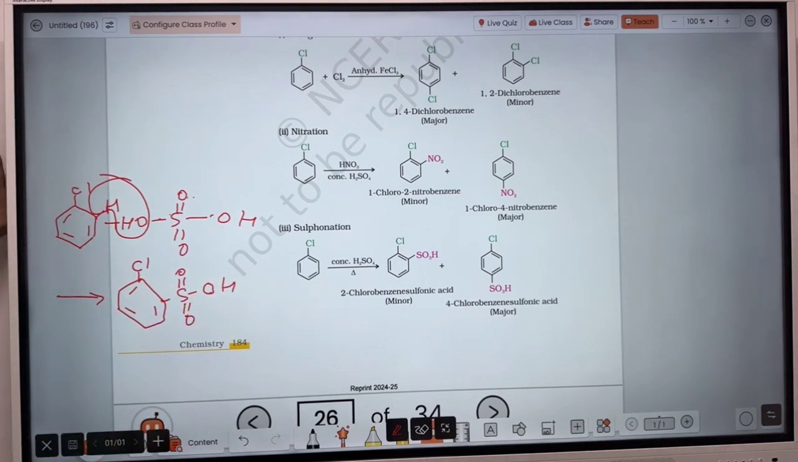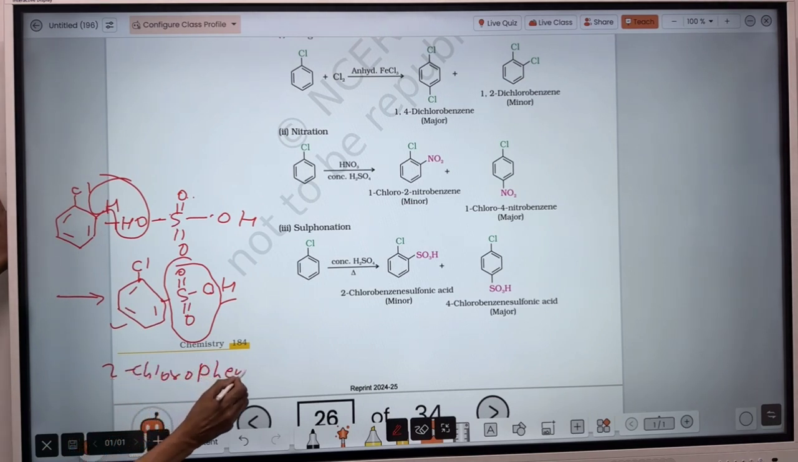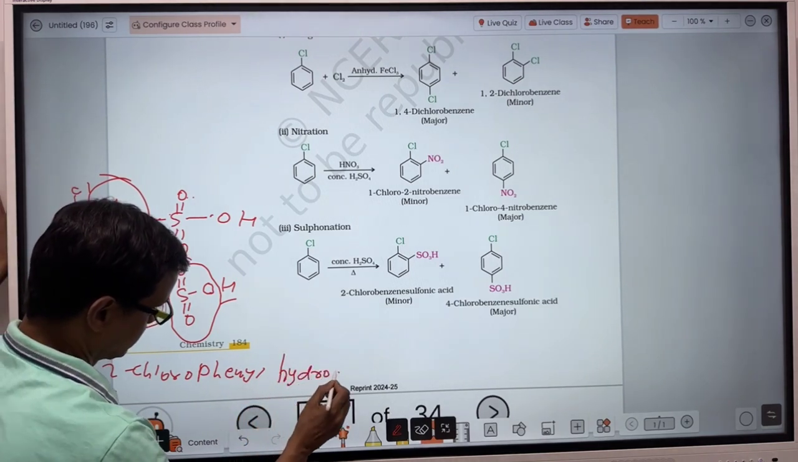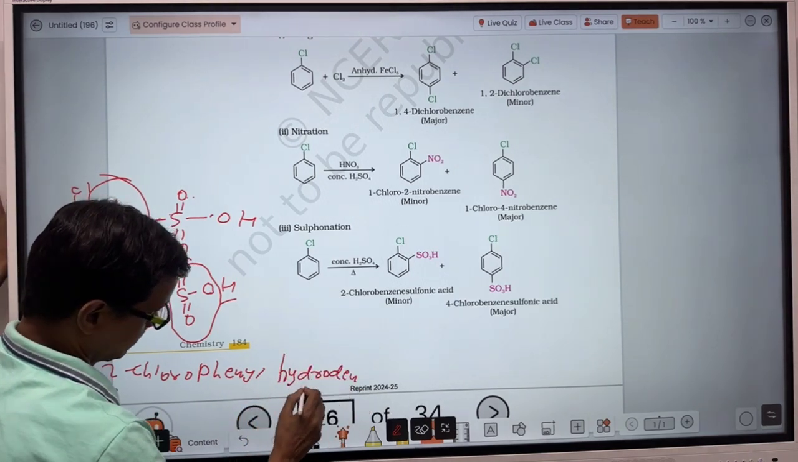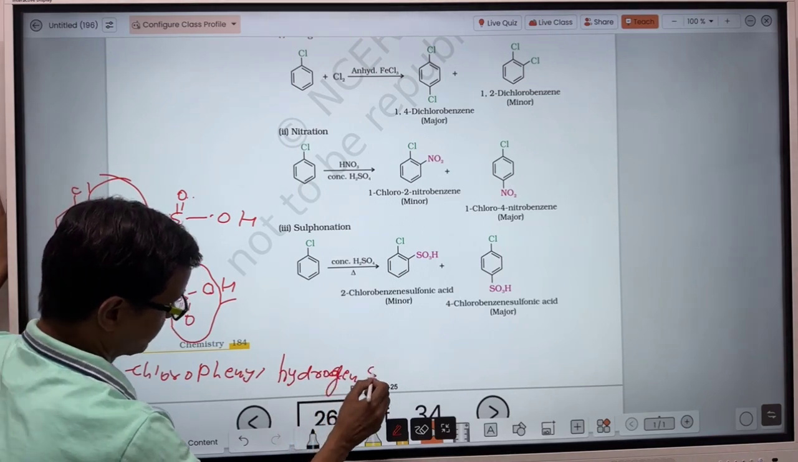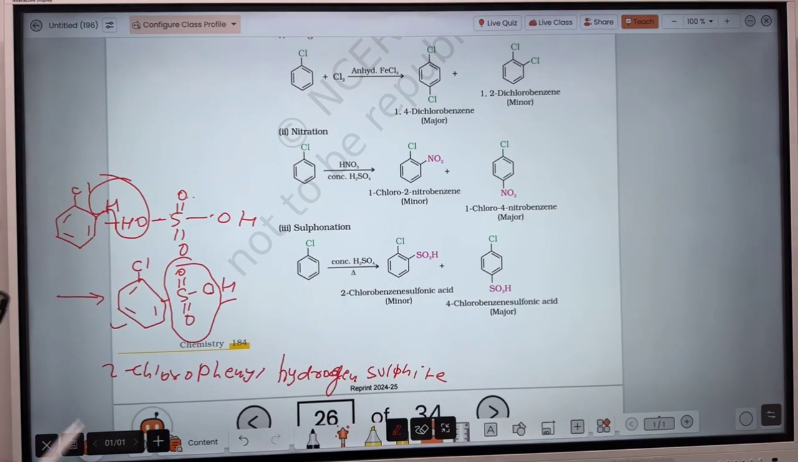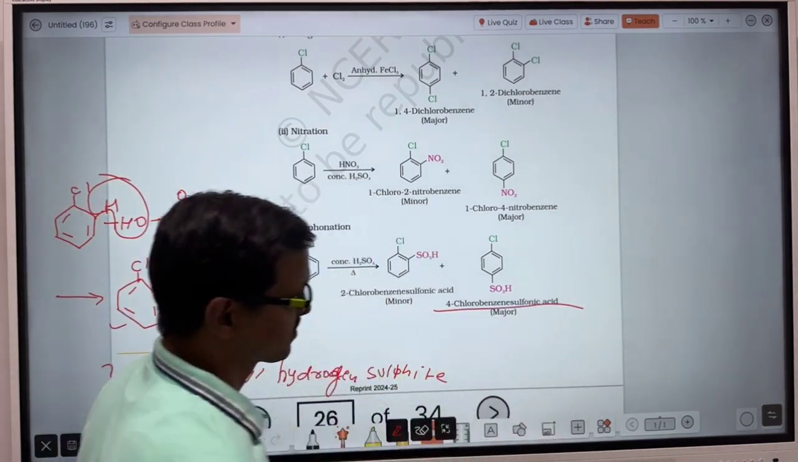How to write the IUPAC name of this compound? Here it is sulfite, SO3. So that is sulfite. And here it's chlorophenyl and hydrogen. So you may write 2-chlorophenyl hydrogen sulfite. Or another name is 4-chlorobenzene sulfonic acid.